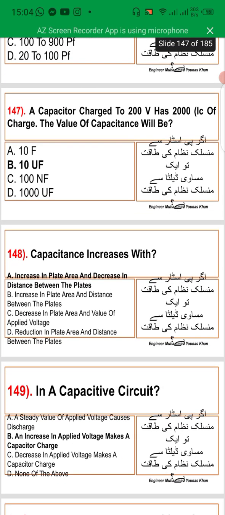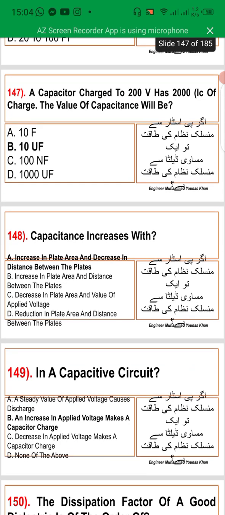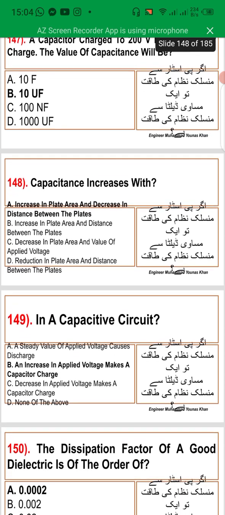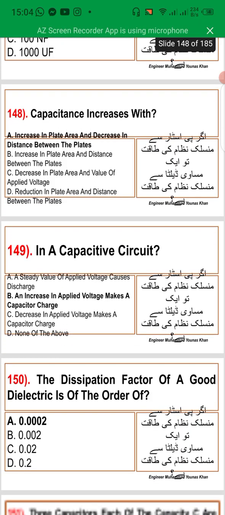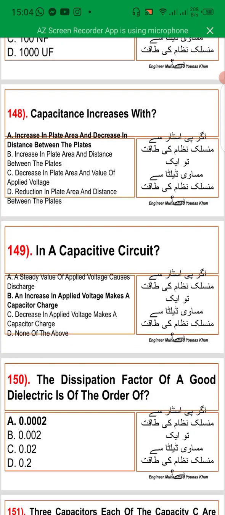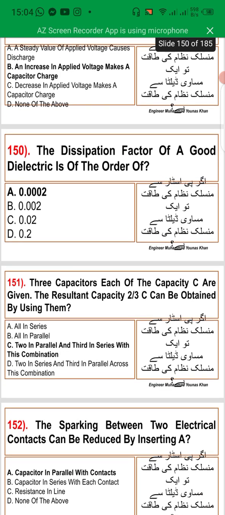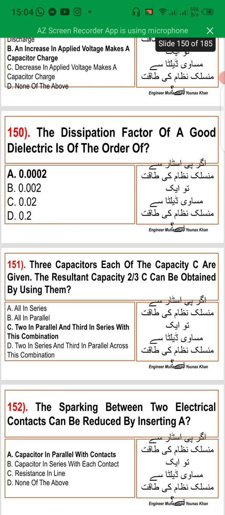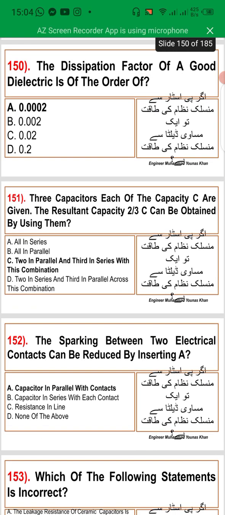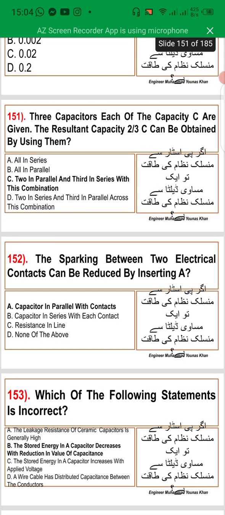A capacitor charged to 200 volt has 2000 microcoulomb of charge. The value of capacitance will be 10 microfarad. Capacitance increases with increase in plate area and decrease in distance between the plates. In a capacitive circuit, an increase in applied voltage makes a capacitor charge. The dissipation factor of a good dielectric is of the order of 0.0002.